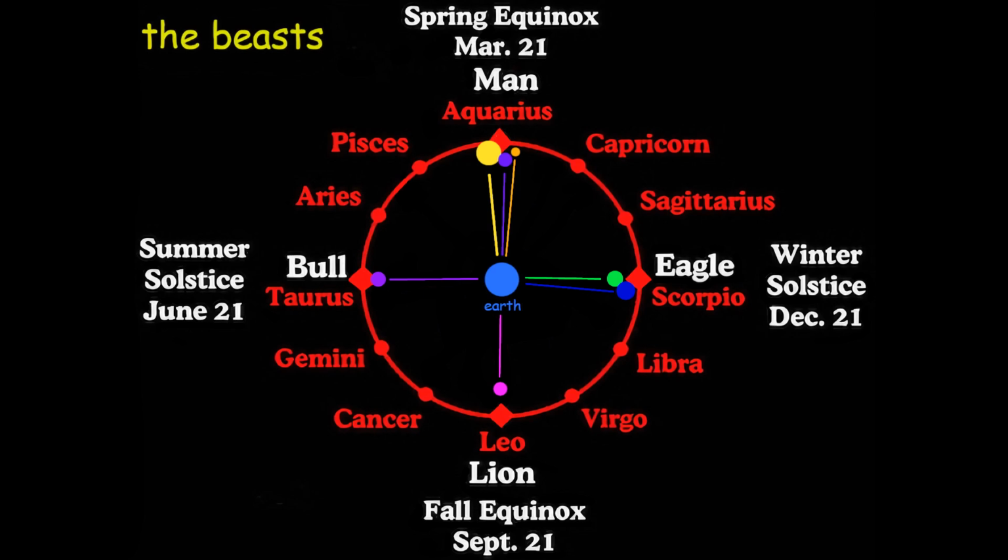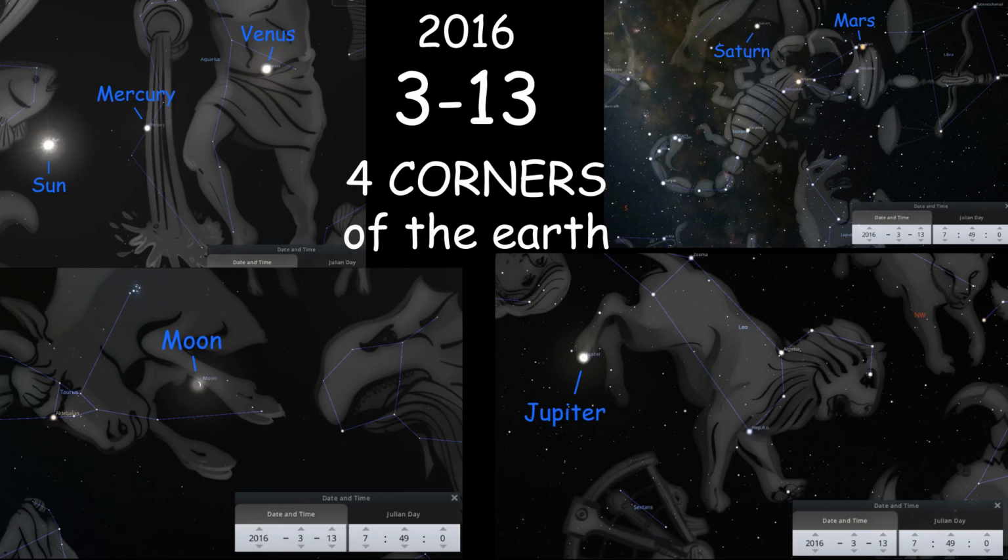Not just 4 planets at the 4 corners, but all of our 7 luminaries occupying the 4 bases. And looking at all this, I was thinking, this is impossible. And this is what I was seeing in Stellarium.